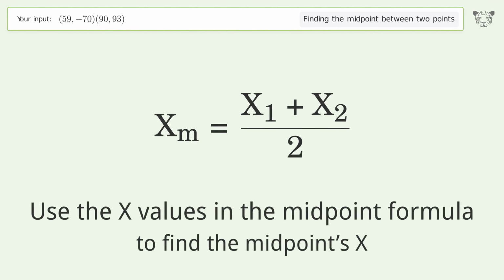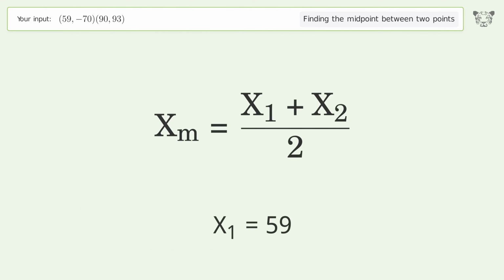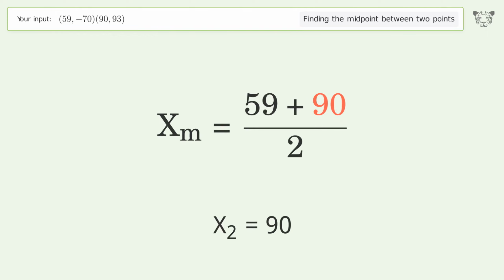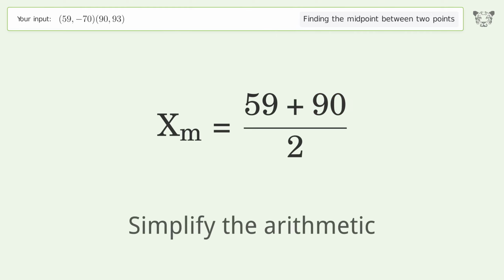Use the x values in the midpoint formula to find the midpoint's x. x1 equals 59. x2 equals 90. Simplify the arithmetic.